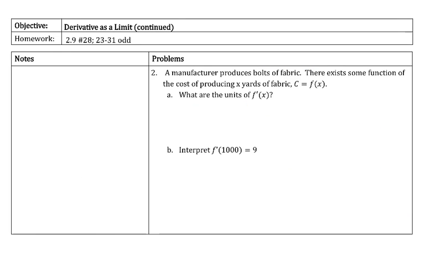One other thing that's really important to remember about derivatives and all these things, you're going to be asked about units and the effects of all of these things. For number 2, it says, a manufacturer produces bolts of fabric. There exists some function of the cost of producing x yards of fabric. C is equal to f of x, so the cost. So it says, what are the units of f prime of x?